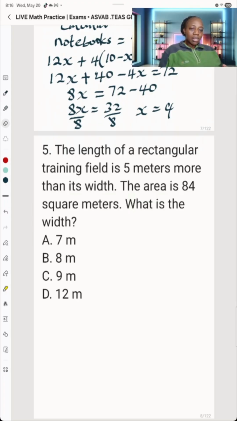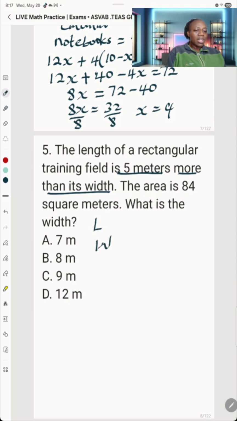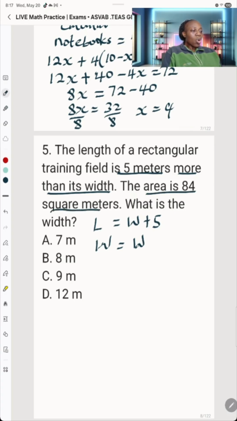Let's work on this. The question says the length of a rectangular training field is 5 meters more than the width. So let the length, I will just use length, then width. Let the width be width. But length is what? 5 meters more than the width. How do we write that? The area is 84 square meters.